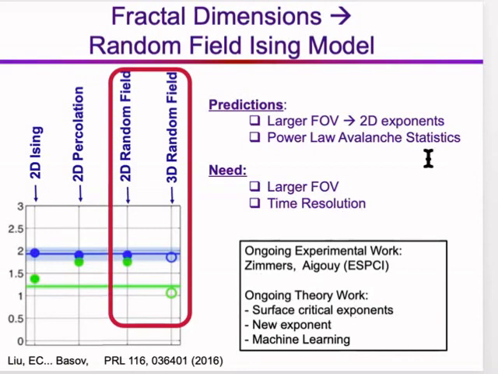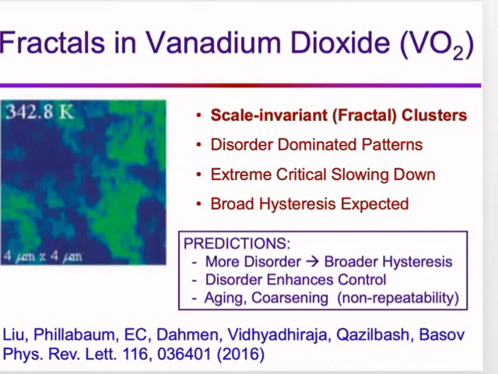And our ongoing theoretical work includes a few things. We have developed a new exponent that is more discriminatory, and so we will also be applying that. We're applying machine learning and also working on calculating explicitly the surface critical behavior of these models. And I believe my time is almost up, so let me then conclude with this slide.